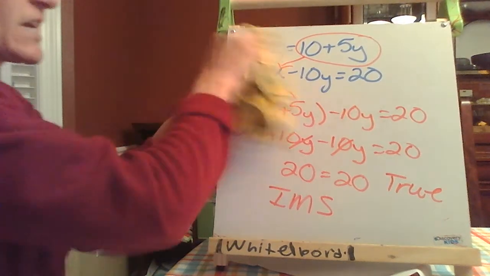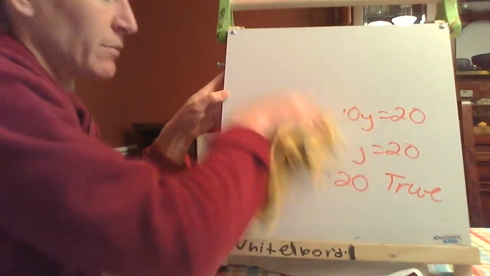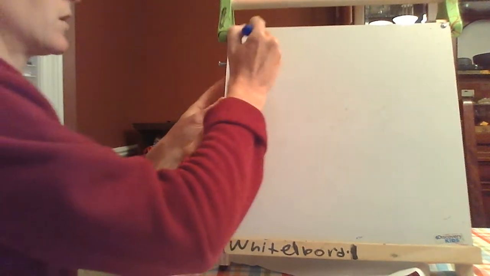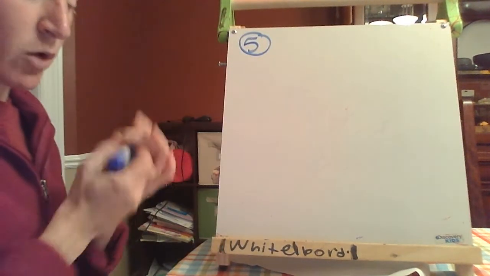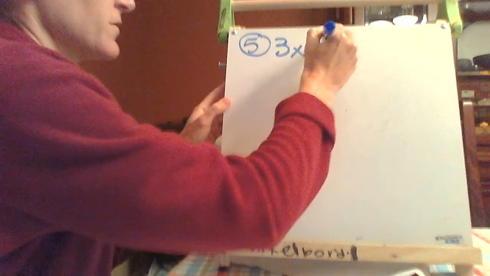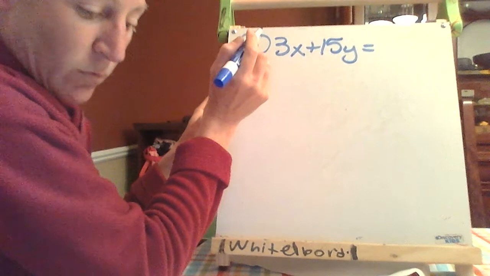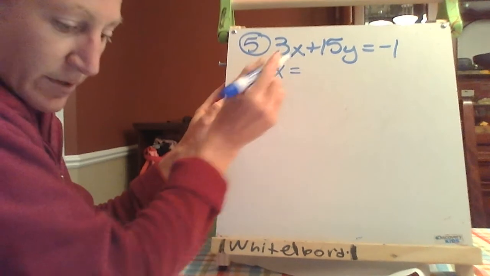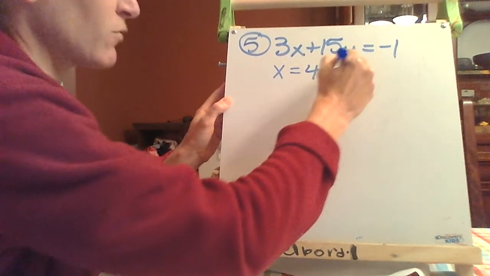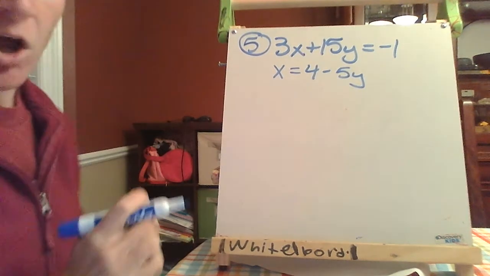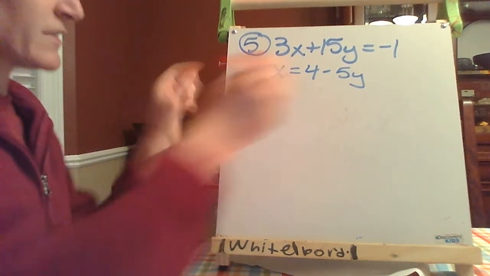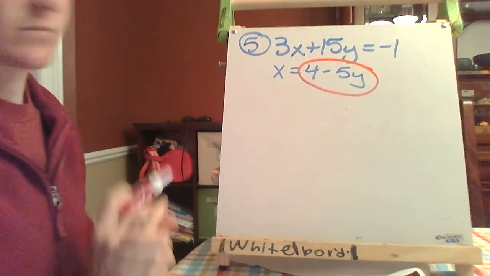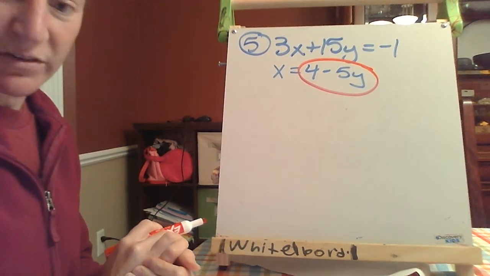Okay, so now we've seen infinitely many, one solution. Let's look at our no solution example. Okay, so here we go. No solution. Example 5. We have 3x plus 15y equals -1. We need to have our second equation. So x equals 4 minus 5y. Okay, so what do? x is by itself. Circle that.